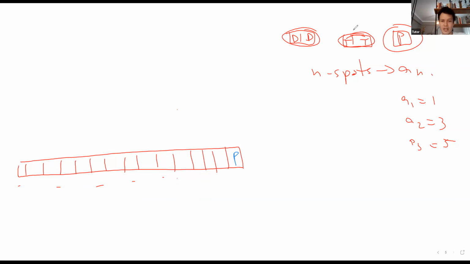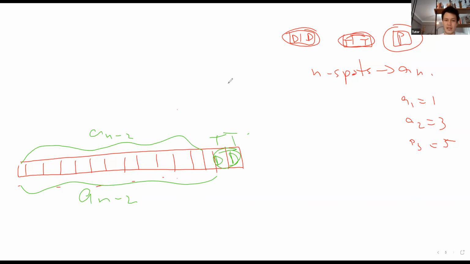But okay, what if the last one is a Cadillac? Well, if the last one is a Cadillac, if I make this a D and a D, it needs to take 2 spots. So in here, I'm going to have n minus 2 spots left. So if there are n minus 2 spots, the answer is going to be an minus 2. If the last one's a Cadillac, there's an minus 2 to fill out the rest. If the last one was a Continental, again, there would be an minus 2 to fill the rest. And if the last one was a Porsche, there would be an minus 1 to fill the rest, right? So you guys see what I'm trying to do?